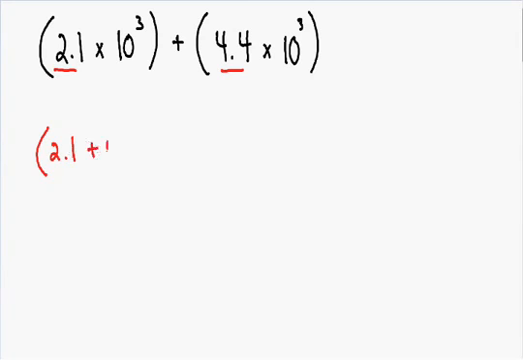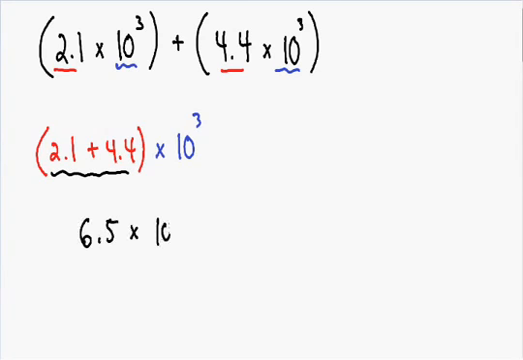2.1 plus 4.4. And this is being multiplied by a power of 10, and our power of 10 stays exactly the same. Since we have 10 to the third power in our original problem, we're going to bring that down, and our final answer is also going to have 10 to the third power. And now we just need to simplify this just a little bit further. We have 2.1 plus 4.4 in red. 2.1 plus 4.4 is equal to 6.5, and this is being multiplied by 10 to the third power. This is our final answer.